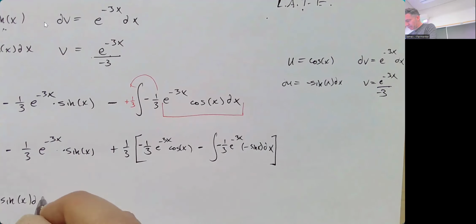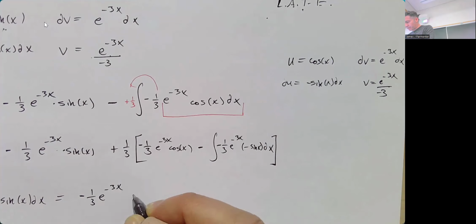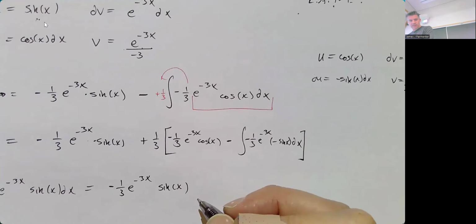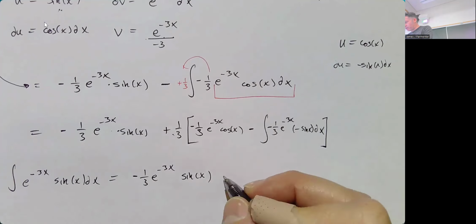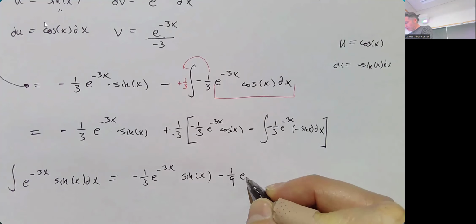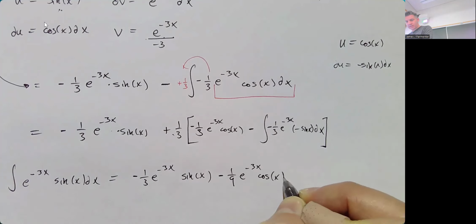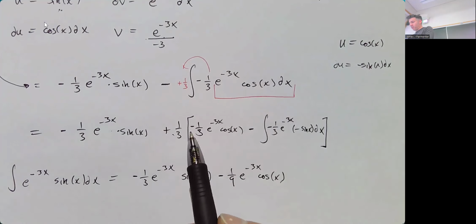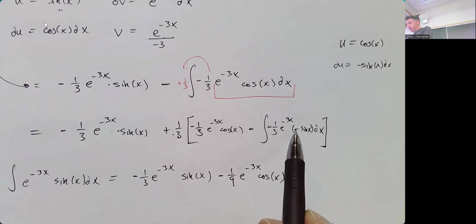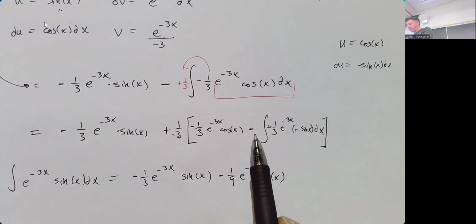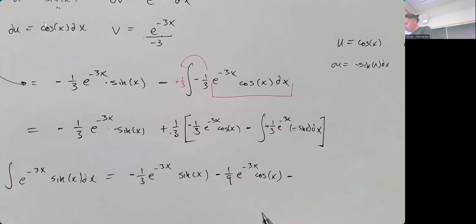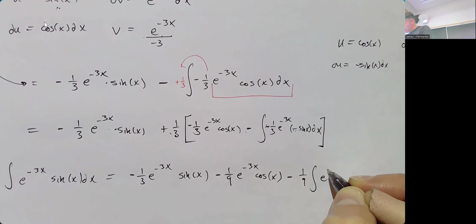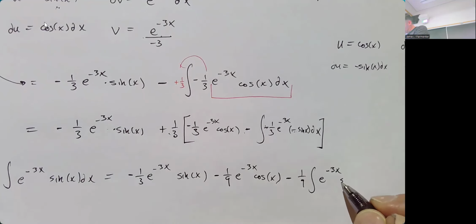-1/3 e to the -3x times sine of x. Oh, sorry, you can't quite see all of that. Apologies. And then 1/3 times -1/3 is -1/9 e to the -3x times cosine of x. And then finally, now be careful here. I have a 1/3 times a positive, negative. So it's negative, negative, negative. So I have a 1/3 times 1/3. So it's going to be a negative, negative, negative, negative 1/9 integral of e to the -3x times sine of x dx.